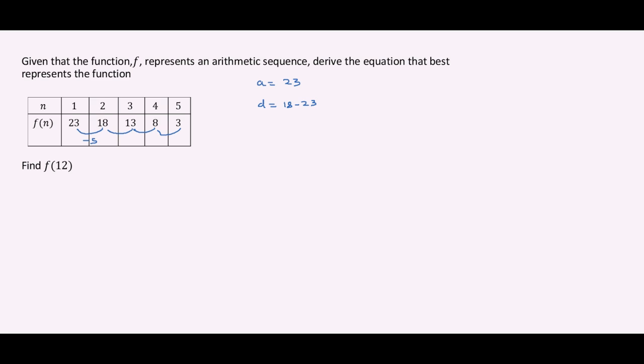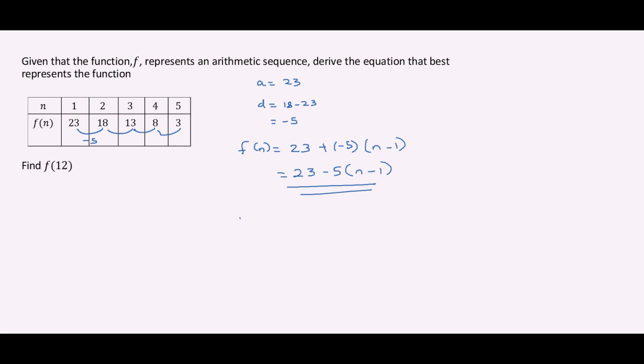Be sure to check that it's consistent throughout, because if it's not consistent, then you do not truly have an arithmetic sequence. So 18 minus 23 is negative 5. So f of n is going to be 23 plus negative 5 times n minus 1. So this is going to give us 23 minus 5 times n minus 1. So that is our formula.